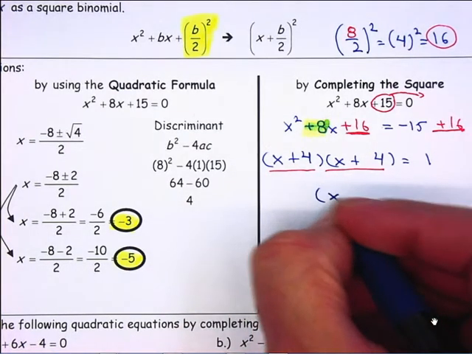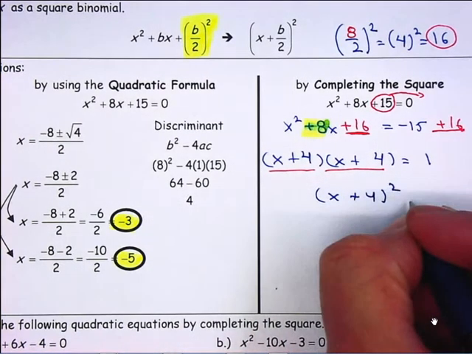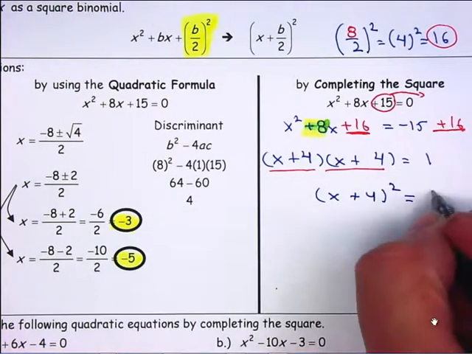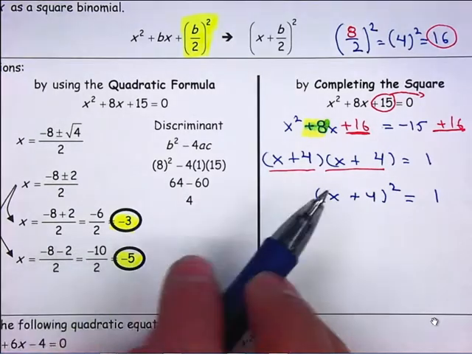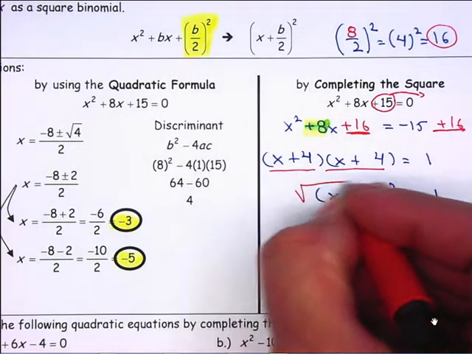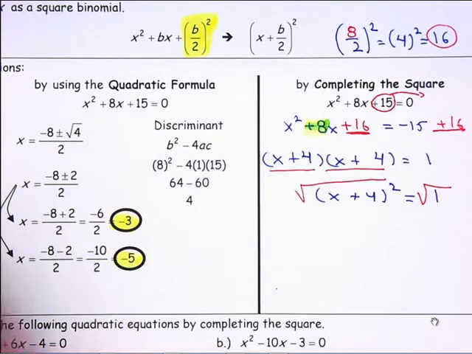And since they're both the same, we can rewrite them as a square. So there's 1, 2, we can square it. That'll be 1. Now, to get rid of the square, we're going to take the square root on the left and on the right.